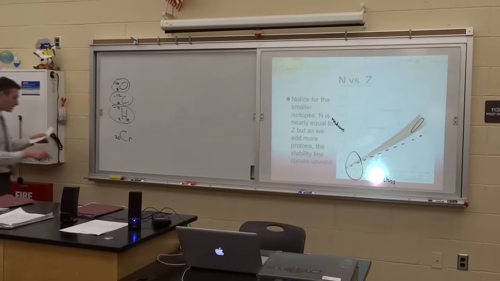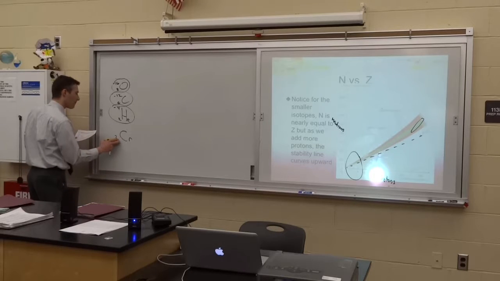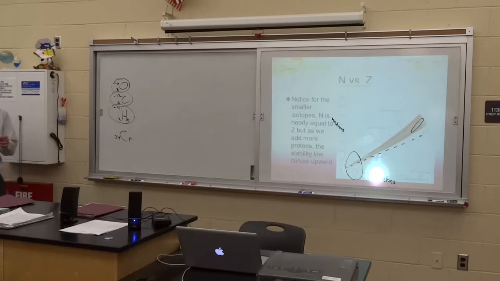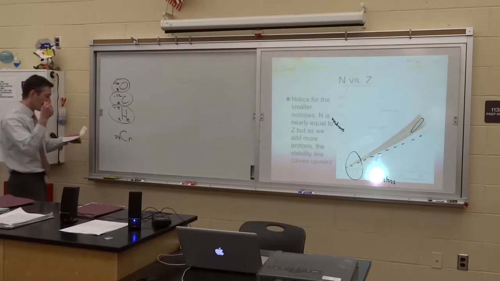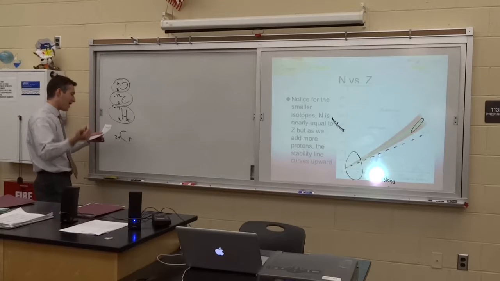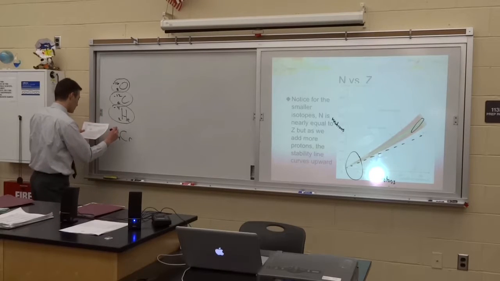Wait, it's not 20. What is it? 24. 24. And what is the most common isotope of chromium, do you think? Probably 52, because the periodic table says 51.996, which is just the average atomic mass. So yeah, probably 52.